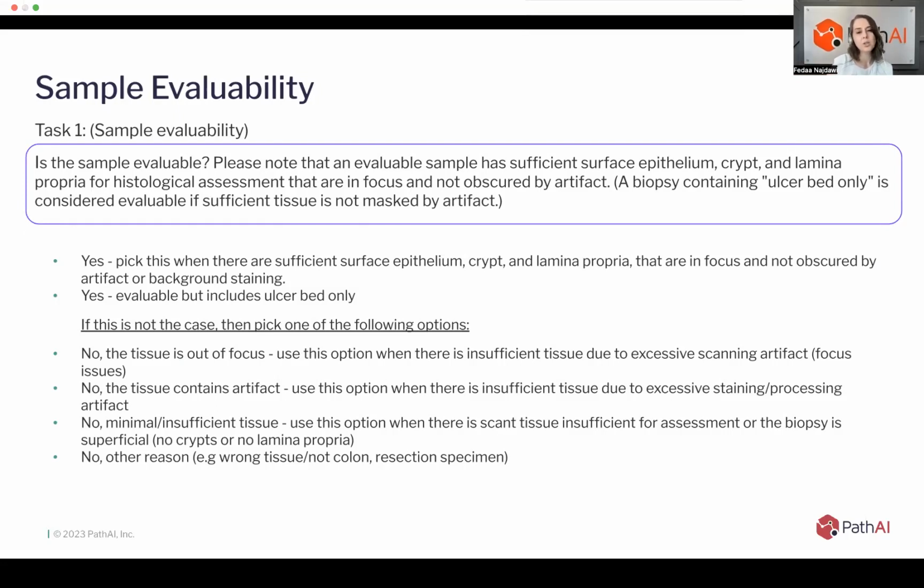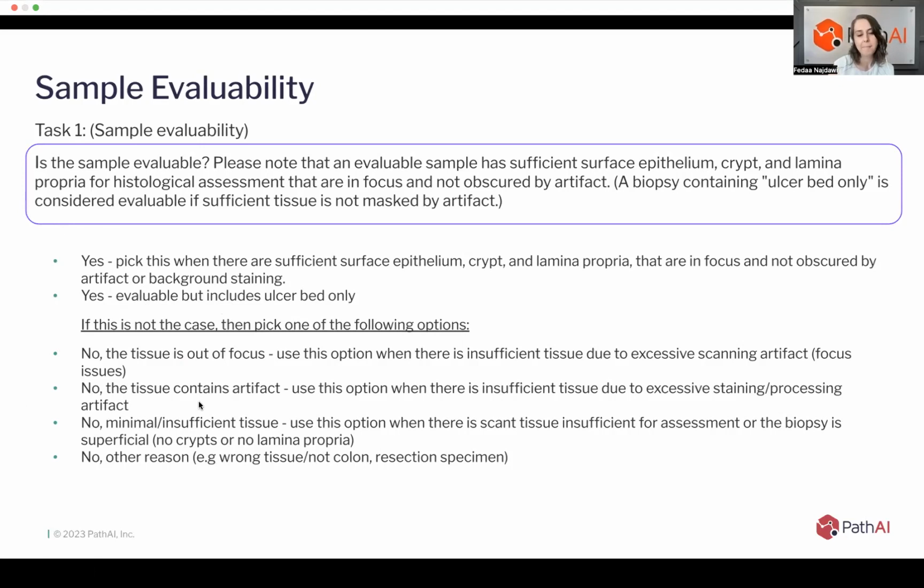And so we ask that you approach the biopsy in a similar fashion here. And so if there are sufficient surface epithelium, crypt, and lamina propria on the slide for histological assessment that is in focus and not obscured by artifacts, then you can give a yes. But keep in mind that for some biopsy, you might only get ulcer bed. The sample in that instance is also considered evaluable, but we do request that you mark this as yes, but evaluable to include ulcer bed only. Now, if that does not apply, then you can mark the sample as not evaluable.